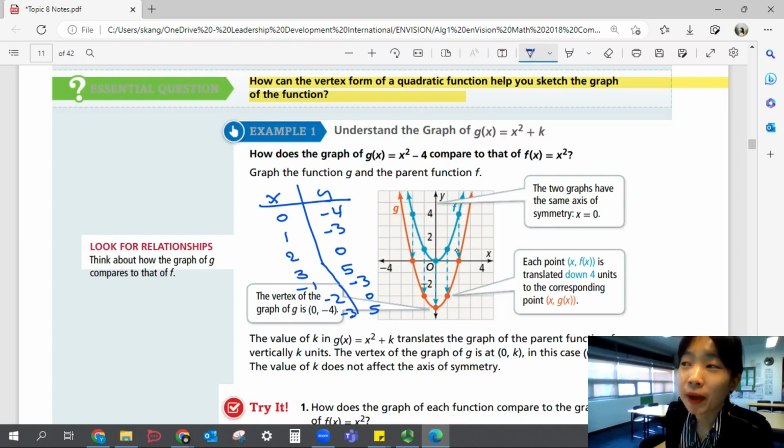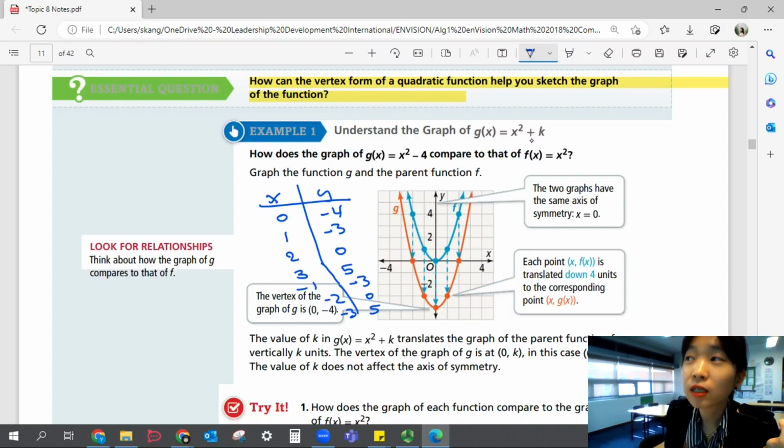And then you compare these graphs. How did it change? It's not changing the wideness, right? It's not changing the width. There's no slope, there's no a, the coefficient. So it's not getting larger, broader, or narrower. It's still the same shape, but it's going to move down. All your points are moving down, okay?